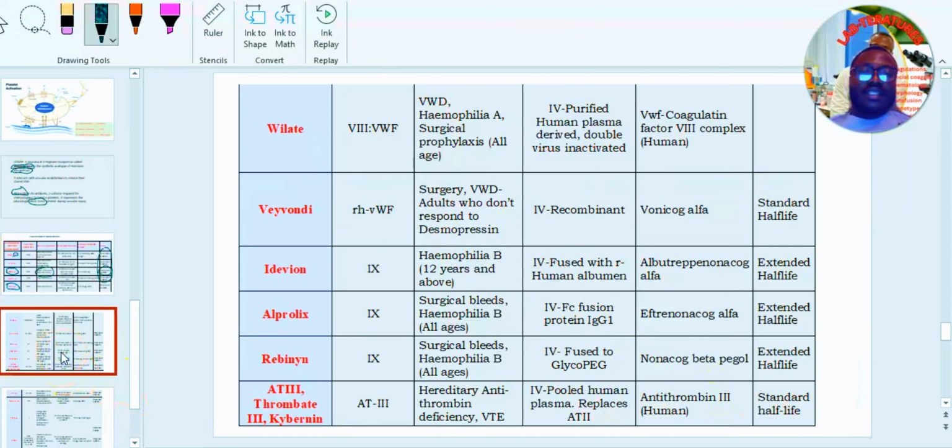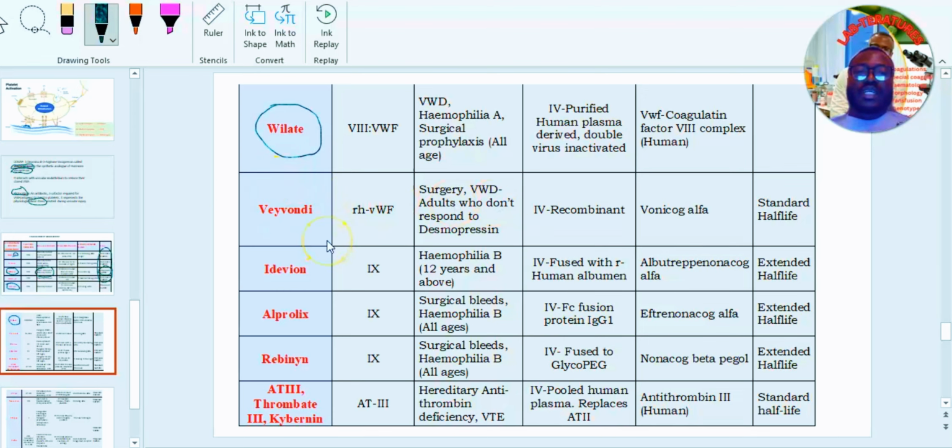There is another slide here, which is for factor 8 and von Willebrand factor as well. This is Willate. So it has a ratio of factor 8 and von Willebrand factor all present within here. It's called Willate, and it is for von Willebrand disease and hemophilia. And it's also used as prophylaxis for surgical procedures. And if you need more of these explanations, you can get them from the British Pharmacopoeia and American Pharmacopoeia. You get much information about that.